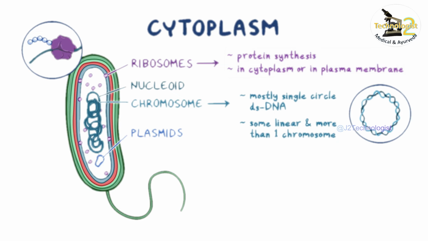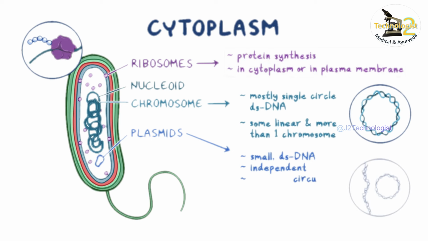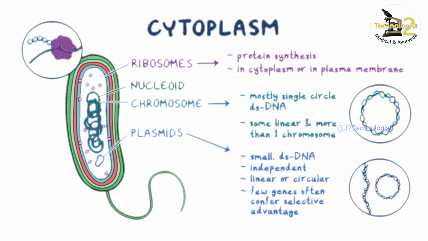Additionally to the genetic material contained within the nucleoid, many bacteria contain extrachromosomal DNA molecules called plasmids. These plasmids are small, double-stranded DNA molecules that can exist independently of the chromosome, and they can be circular or linear. Plasmids have relatively few genes, and their genetic information is not essential to the bacterium, and cells that lack them usually function normally. However, plasmids often contain genes that confer a selective advantage to the bacterium, such as resistance to antibiotics.